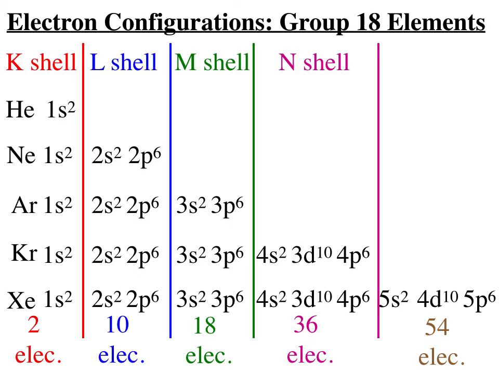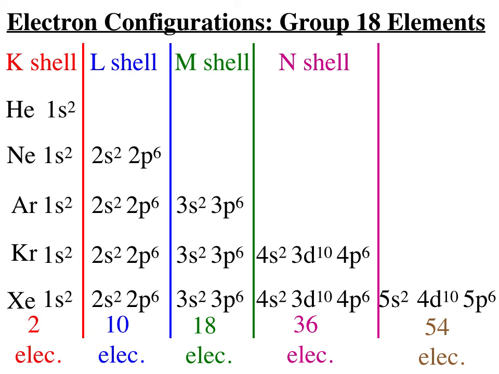Let's look at the electron configurations of the group 18 elements, at least the first 5 of them. Helium, neon, argon, krypton, and xenon. They're written out there. Helium goes to 1s2, and then you'll note that to go to neon, you have to go through the second principal quantum number, 2s2, 2p6.